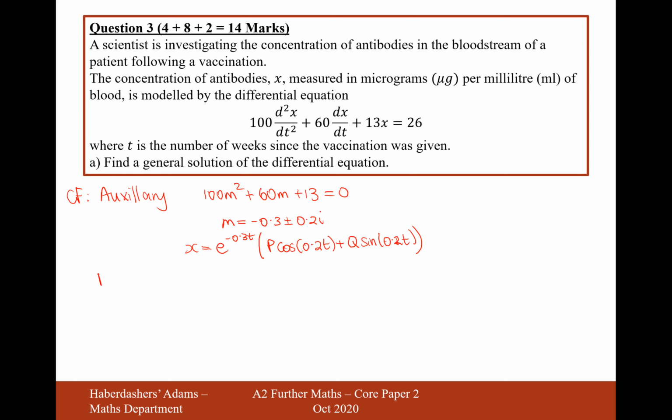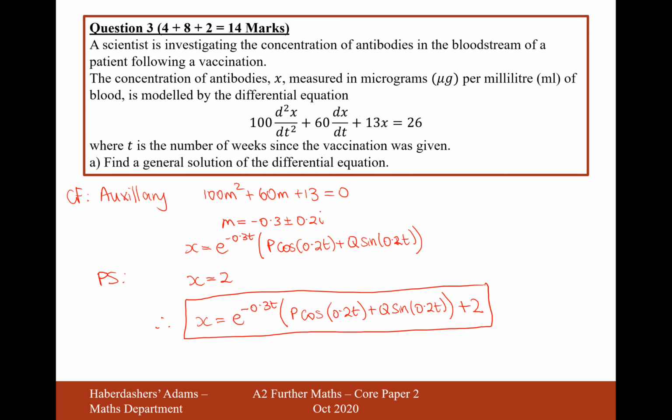And then for the particular solution, the particular integral, it's quite obvious just from observing that if x equals 2, then that will give us the 26, and then when it differentiates it just spirals out, so therefore x equals 2. So the final answer is x equals e to the minus 0.3t brackets p cos 0.2t plus q sine 0.2t plus 2. So that's the answer for part A. Let's move on to part B.